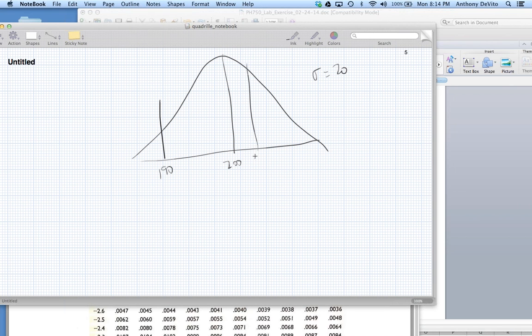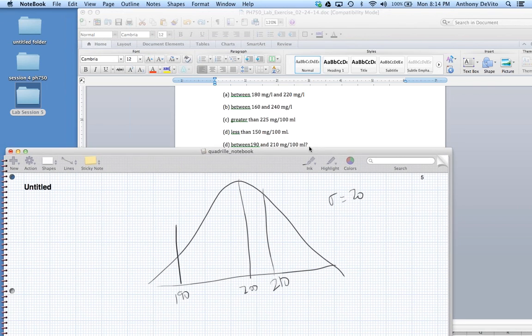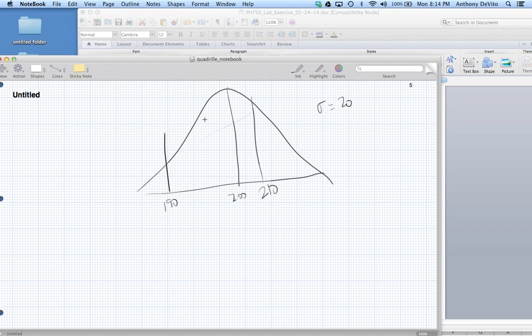210 is going to be up here somewhere. Did I get the right numbers? Yeah, between these two. So I'm interested in the area between these two values. What percentage of the population is going to be between 190 and 210? So those are the areas I'm interested in.